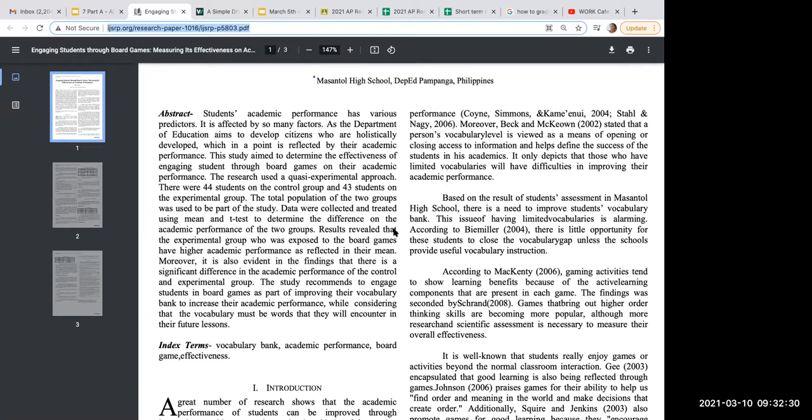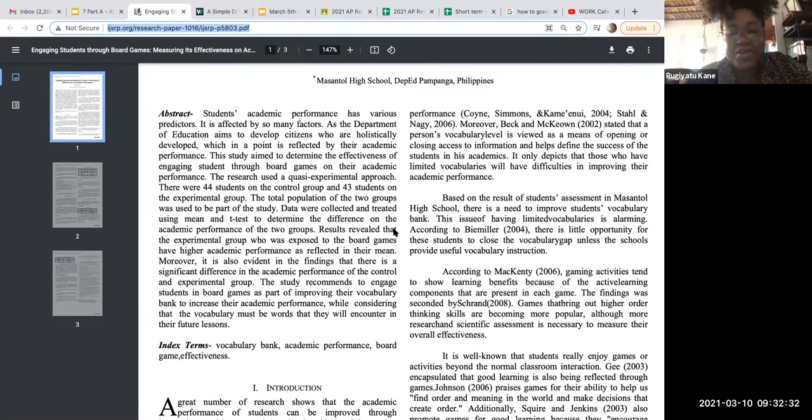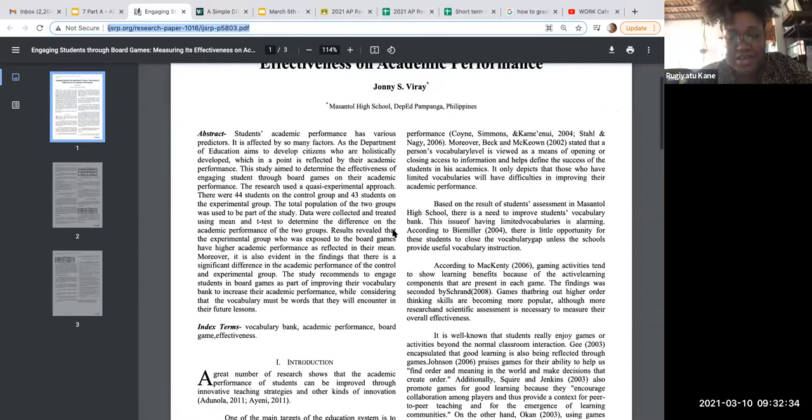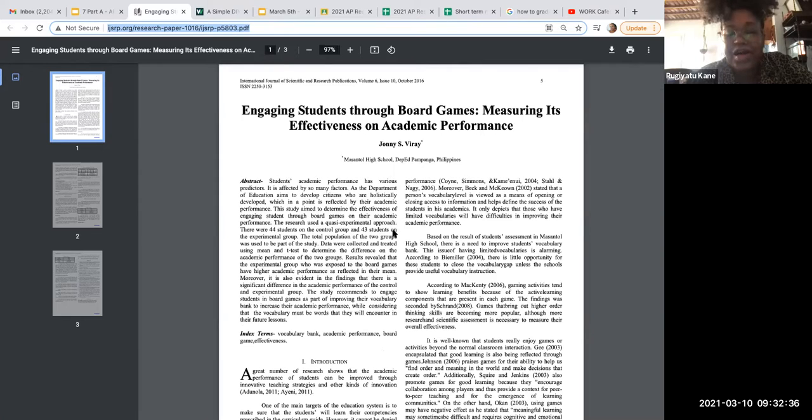Thank you, Sally. So great. We have an overview of this study, which looked at the effectiveness of using board games in order to improve academic performance. So they had two groups, one which was the control group that was not given any board games and they still had to learn these words and do a test.